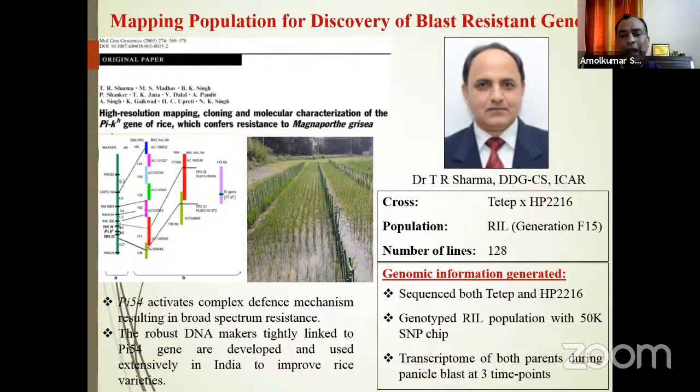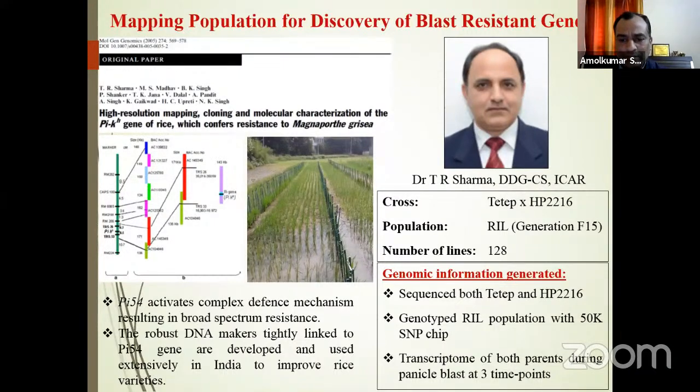Now after this, they developed this TTEP into HP22 cross with a 128-line recombinant inbred population. Now it is in almost generation F15. So these lines are available with me. What I did, I sequenced both parents, TTEP and HP22, and further genotyped this whole RIL population with the 50K SNP chip. Our Professor N.K. Singh sir is there in our institute. He developed this 50K chip using single copy genes identified, and using those single copy genes, he developed these 50K chips where 50,000 SNPs are present across all 12 chromosomes.